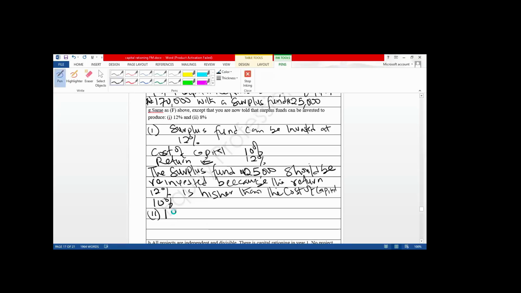If the expected return is 8%, then the surplus fund should not be reinvested. You are done. So please always watch out. Your return must be higher than your cost of capital.